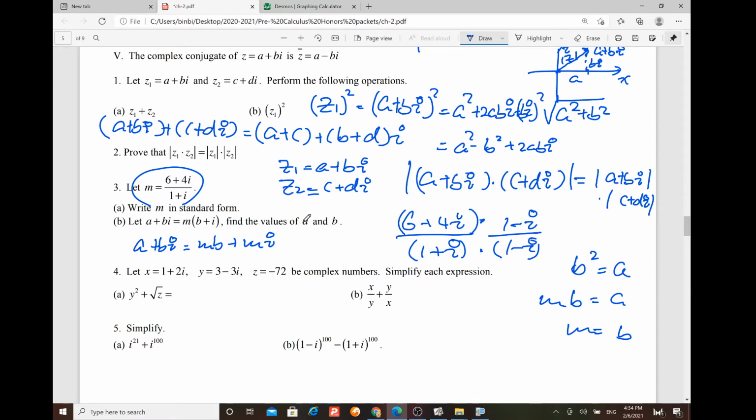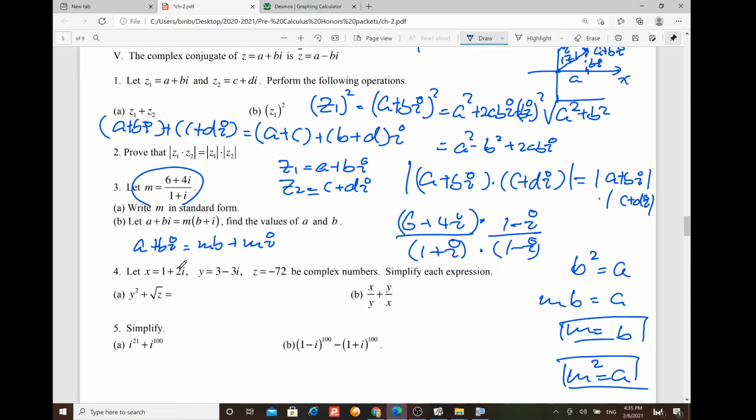Okay, so find the value of A and B. So just write it in terms of B. So that means M squared equals A. So B equals M, and A equals M squared.